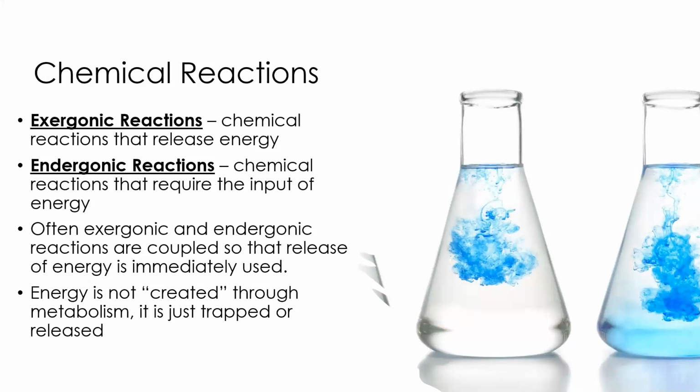Exergonic reactions are chemical reactions that will release energy. Often they come with heat being released, but they also come with ATP. So these ones would be where you're probably breaking a bond or breaking up a large molecule and harvesting energy out from it. Endergonic reactions are chemical reactions where you have to put energy in in order for the reaction to proceed.